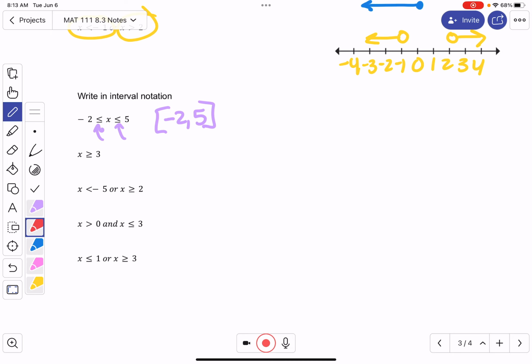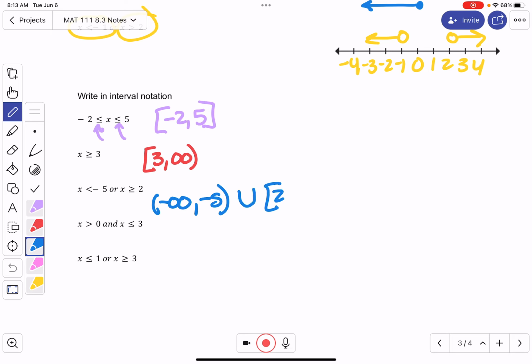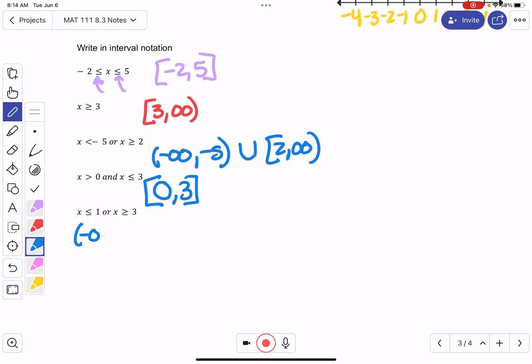Here, x is greater than 3. So our lowest would be 3, and it goes up forever. The next one, we're going down. So less than means we go down forever, end at -5. Or we put that U, and then we start at 2 and go up forever. Greater than 0 and less than 3 means 0 is our smallest, 3 is our highest. And then this last one here, less than 1 would be -infinity to 1, or is U, and then we go 3 to infinity. So those are different ways you're going to see interval notation.